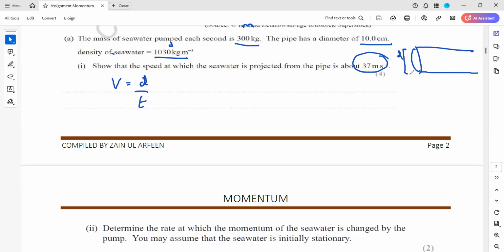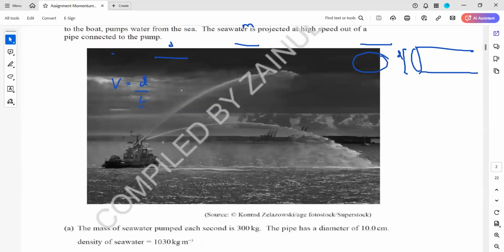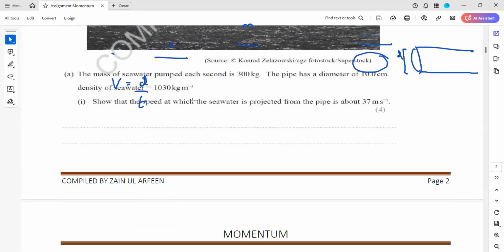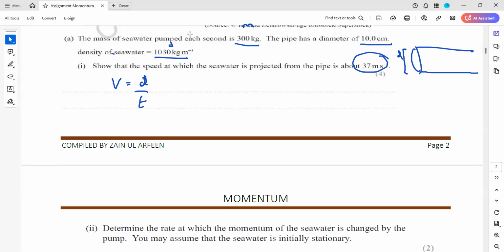Okay. Now, how can it be done? And one more thing, as you can see from the information, this is a mass of seawater which is pumped every second. So this is not only the mass, this is mass per second, or m by t, which is 300 kilograms per second, because it's written here, each second. Now I want to modify my formula according to this.